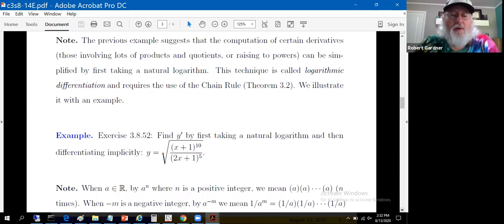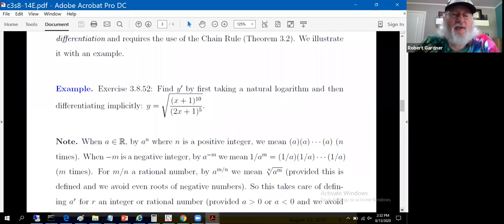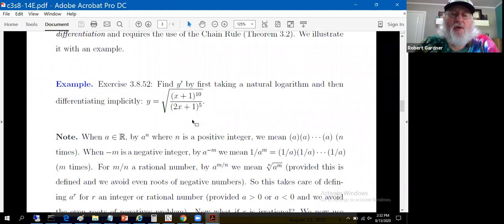So, how about this one? This is exercise 52 from the section. It says, consider y equals the square root of (x plus 1) to the 10th power divided by (2x plus 1) to the 5th power. Find y prime by first taking a natural logarithm and being very, very careful. This will require some implicit differentiation.